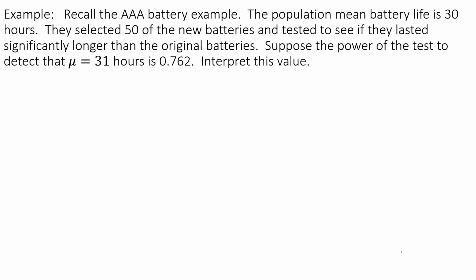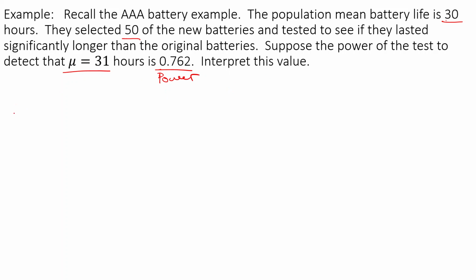All right, so let's just start with some basic stuff. I know this is going to be a little confusing, but we'll see what we can do. It shows up on the AP exam about every third year, so it's not a huge deal if you struggle with this. So recall the AAA battery example. The population mean life was 30 hours. They selected 50 new batteries and tested to see if it lasted significantly longer than the original batteries. Suppose the power of the test to detect that the true mean is actually 31 hours for the new batteries is that. So this is our power.